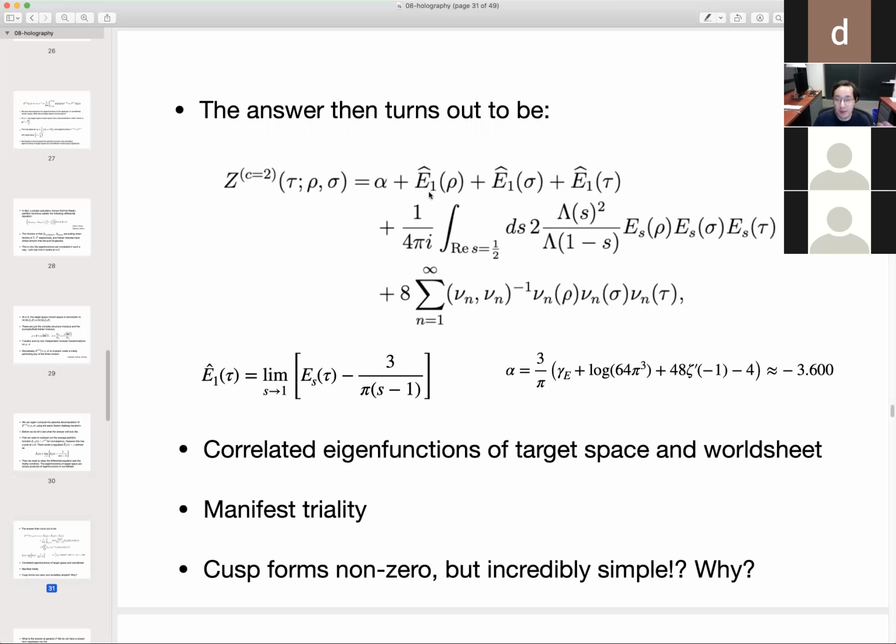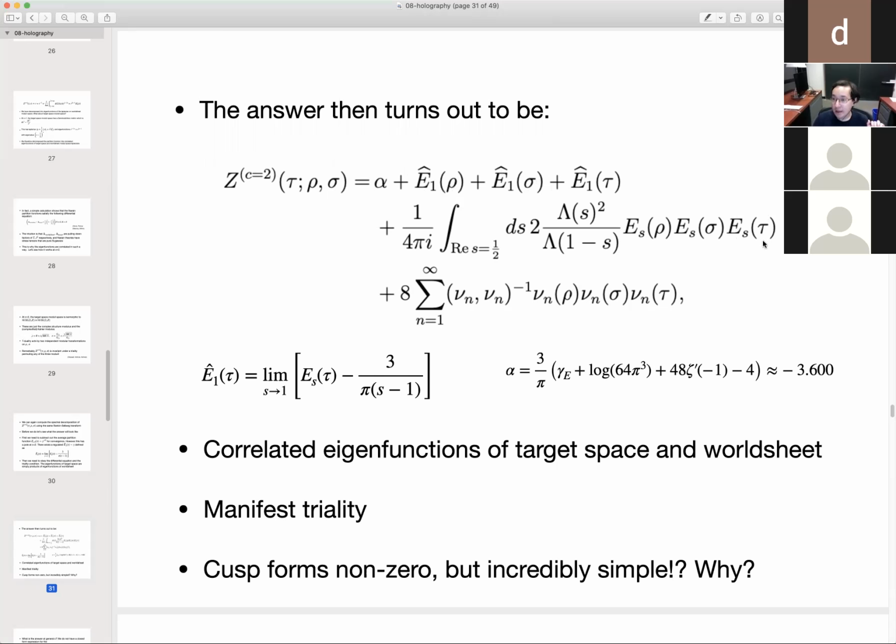Okay, so let's unpack this for a little bit. Alpha is just a constant. Let's not worry about this constant alpha. This E1 hat of tau is what we subtracted off in order to make the answer square integrable. So if we move this to the left-hand side, then we'll get something that's square integrable. And the mathematicians have promised us that we can write that in terms of a constant, E sub s of tau, and nu n of tau. And that's precisely what we have here. This term is the constant. And you'll notice that it has to be E1 hat of rho plus E1 hat of sigma in order to obey the triality condition of these 3 moduli.